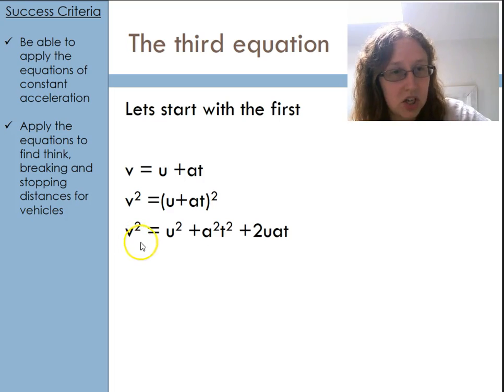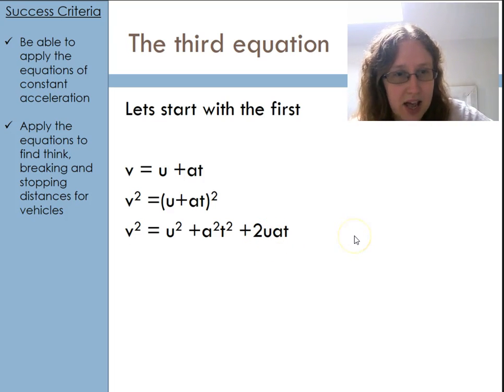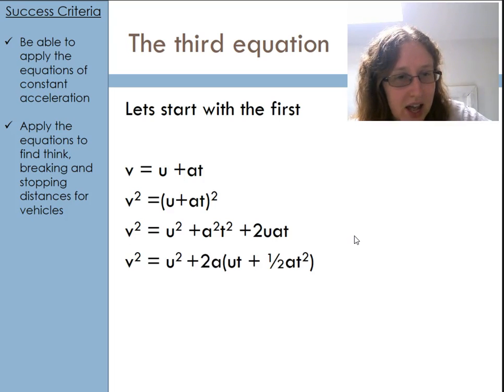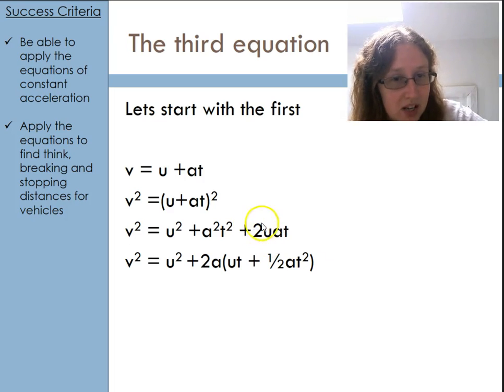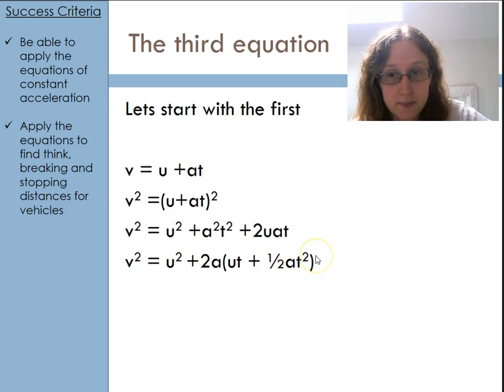So all I'm going to do is see if I can make this bit look a little bit nicer. I'm going to pull out 2a from this. Taking the 2a out of here gives me ut left. And by pulling 2a out of this one, it leaves me with a half at squared, because I'm multiplying by 2, so I have to divide this by 2, and I've taken an a out, so that leaves it at half at squared.